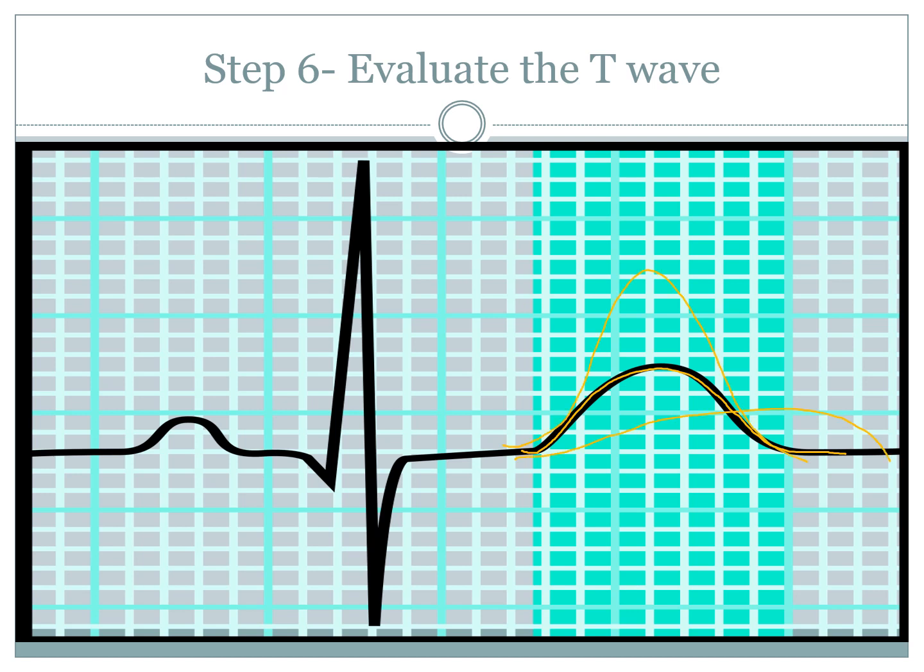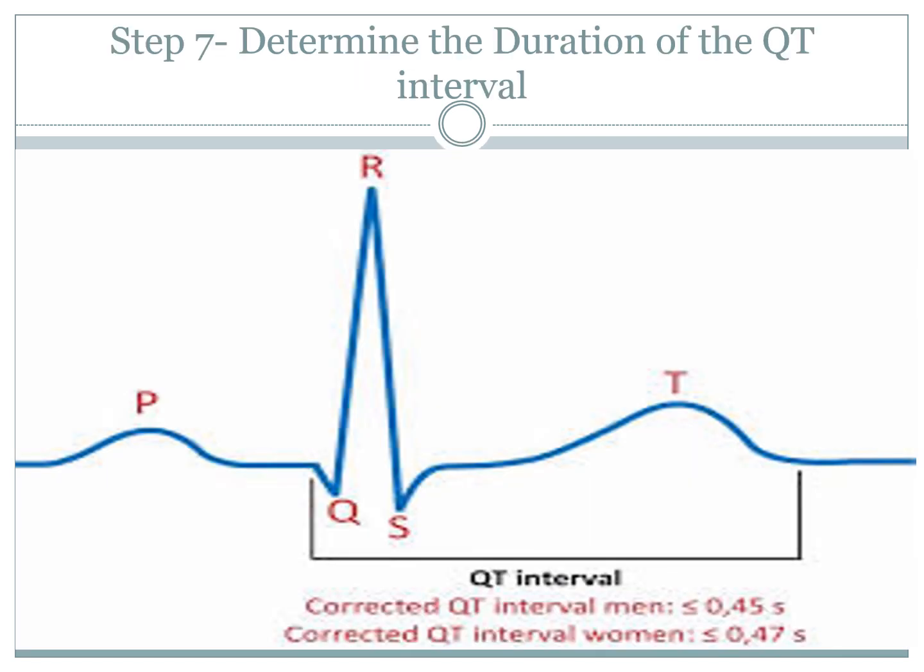Step 7, we go back and we look at that QT interval. We want to know if that QT interval is shortened or lengthened. Okay, is it less than our 11 squares? Okay, that's what we need to know. So remember, that's the start of the QRS all the way through to the end of the T.